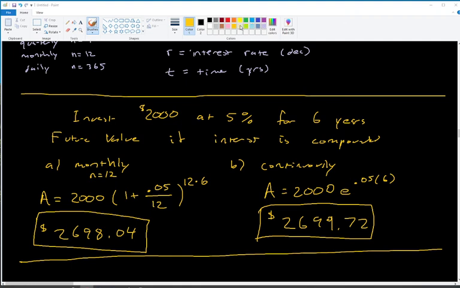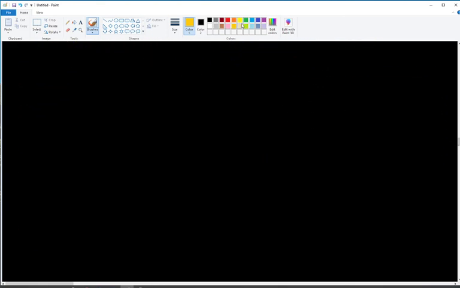Let's see here. So last two here. Let's get this one out of the way, then we just got one more. So let's say we want to find the present value of $4,000 at a rate of 6%, and we'll say compounded semi-annually.